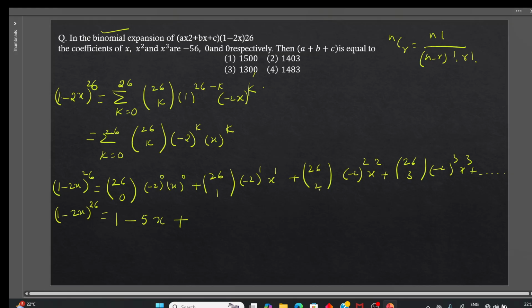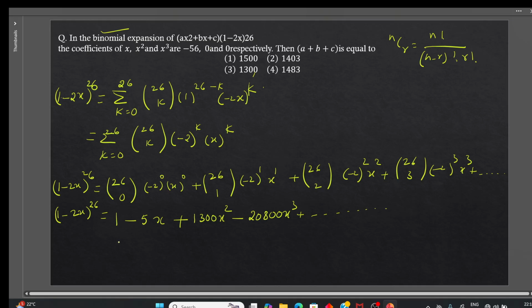So 26 C 2 into 4 gives us 1300x square plus. And here minus 2 whole to the power of 3, an odd number, so we get minus, 26 C 3 and 2 to the power of 3. So the value is 20800x cube plus, and so on.